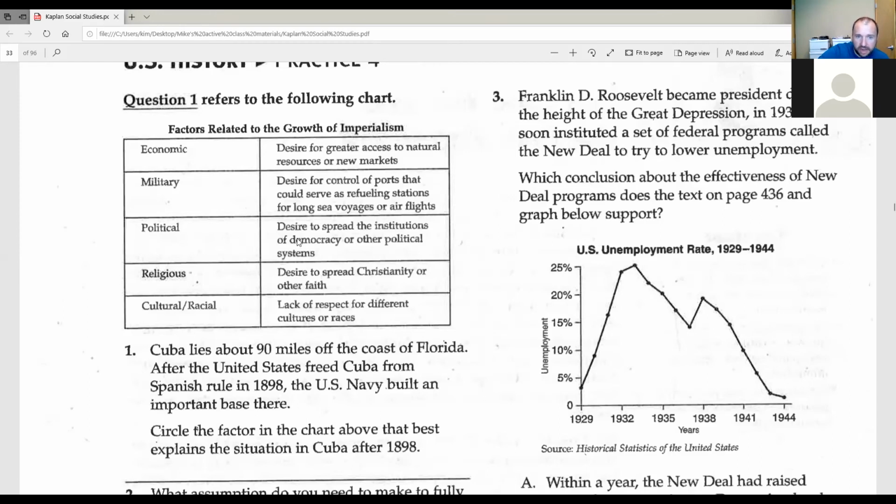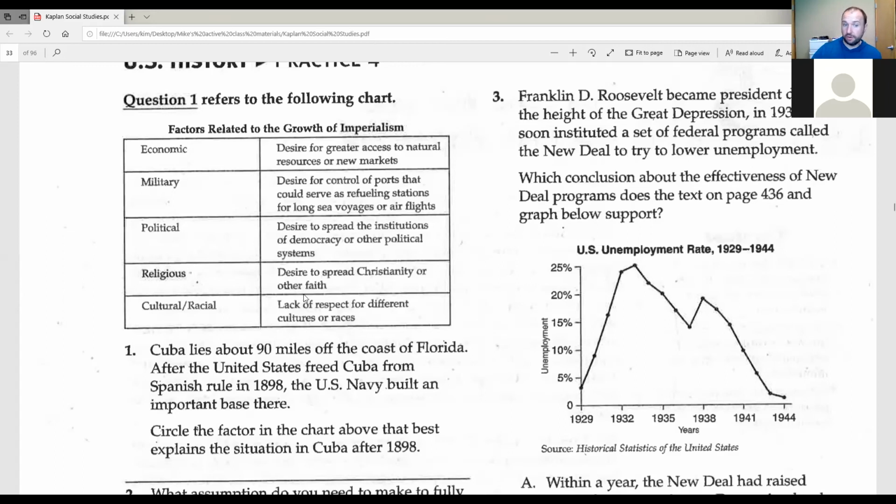Politically, there is a desire to spread the institutions of democracy or other political systems. A lot of the reasons we try to control other countries is to institute democracy in those countries, right? Or places like Iraq, where the United States stays around and controls the country after a war has been over, hoping to put in place a friendly government to the United States and a similar type of government. So again, all these things come back to imperialism.